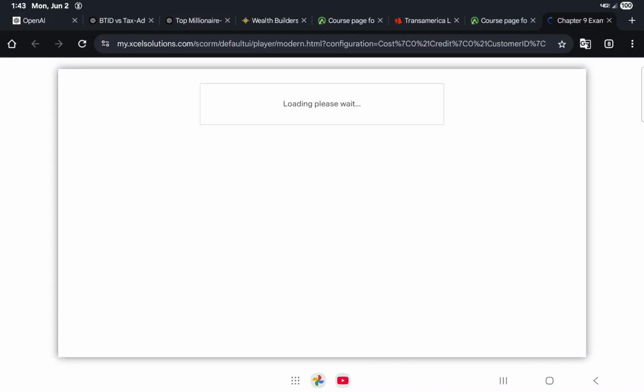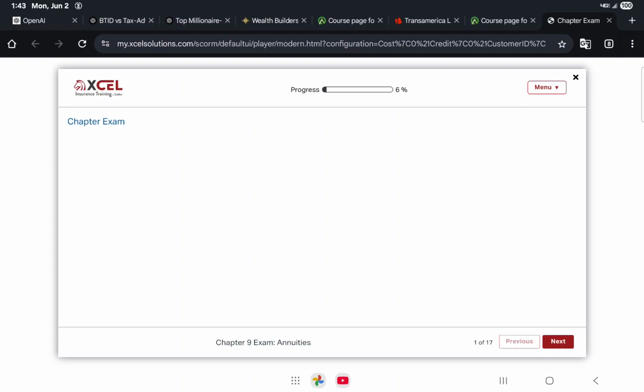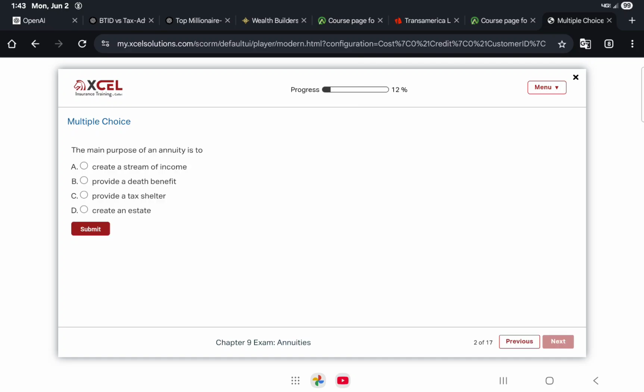Annuities is a good one. I took my exam 5-6 years ago. Annuities was a good 50-60% of the actual exam. Riders, provisions, annuities, those were the heavy chapters back then. I haven't taken it recently, so I don't know how the tests are, but let's start on annuities.